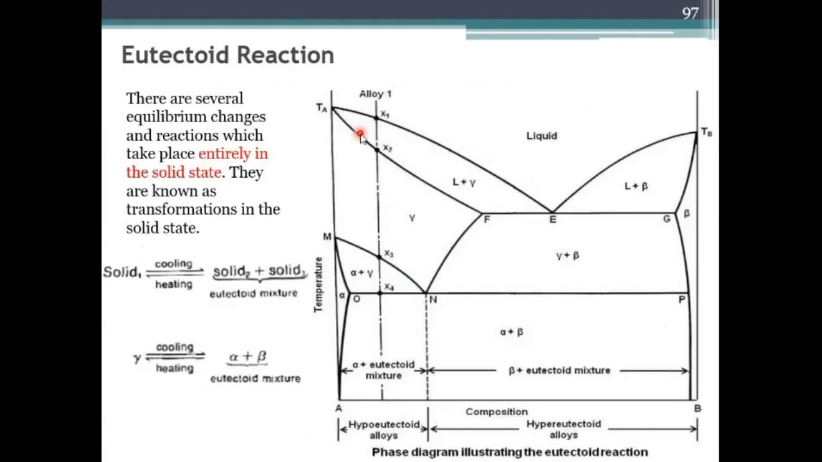This is a eutectoid mixture. A eutectoid mixture is nothing but when the reaction takes place entirely in the solid state. That is, when the solid is heated, the output will be solid 1 plus solid 2, that is alpha plus beta. The solid plus solid mixture we call the eutectoid mixture. So when it is a solid alloy, it will form eutectoid mixtures like this, but only after a very long high temperature will it form the liquid.